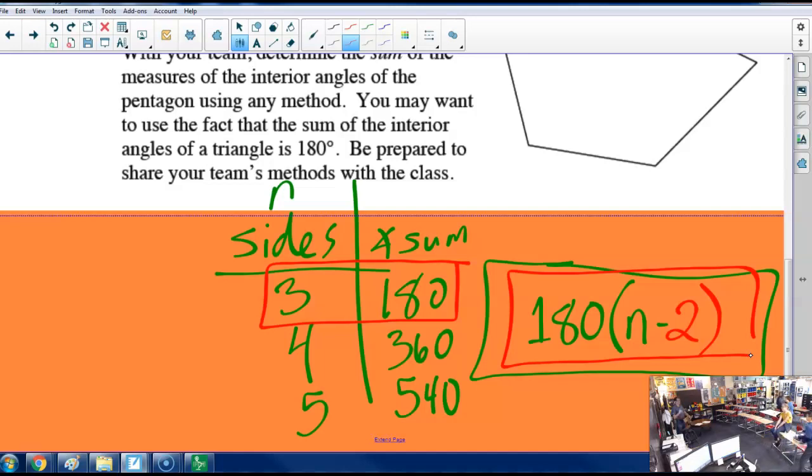This, then, is how we'll start talking about what if we had a 99-gon, like a 99-sided shape. I could make a 99-gon. Now, what you're thinking of is a regular 99-gon, where all the sides are the same. You could make an irregular 99-gon.